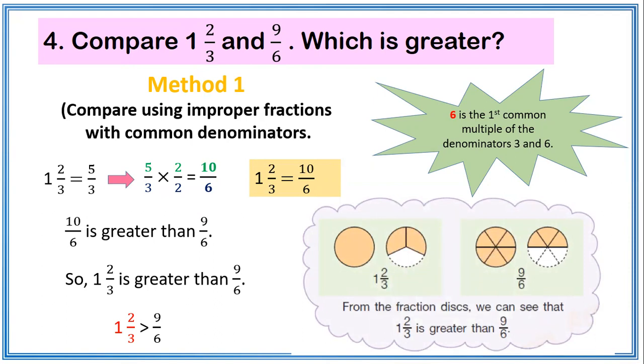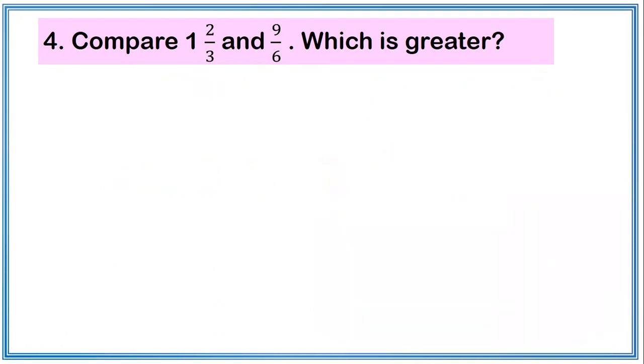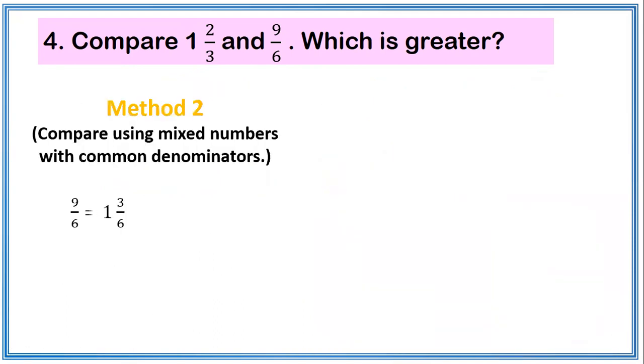So by looking at the fraction disk, we can see that 1 and 2 out of 3 is greater than 9 out of 6. So this 1 represents the whole part. Now let us use method number 2. Method number 2 is we can compare using mixed numbers with common denominators.